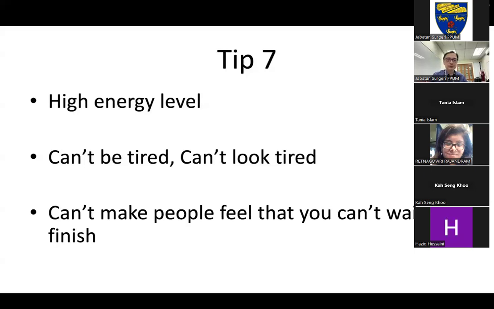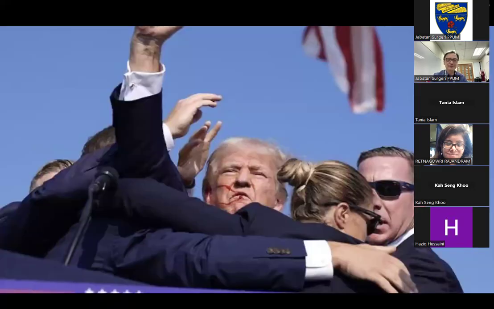Also, you can't make people feel that you can't wait for the talk to finish, rushing through, quick, get it done, so that you get rid of the job. Even if you get shot down, it shows a high energy level. Just an example: when you go for the YY exam and you get shot down, you can still show that level, right?